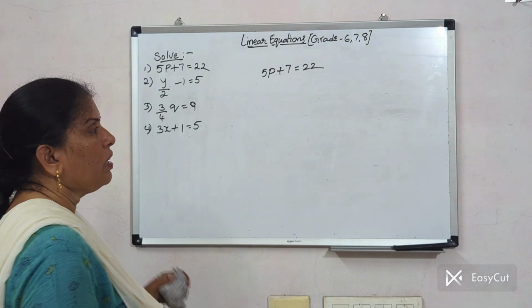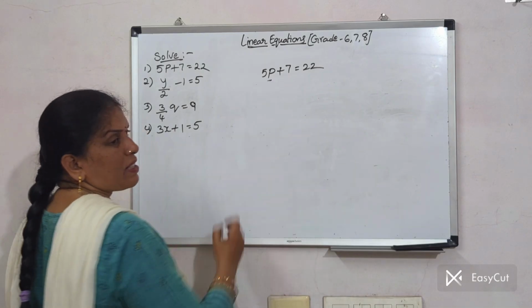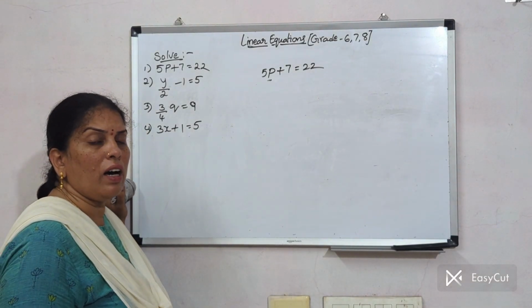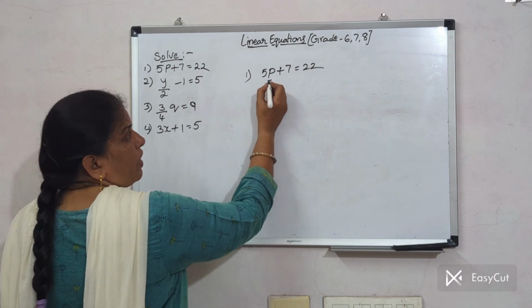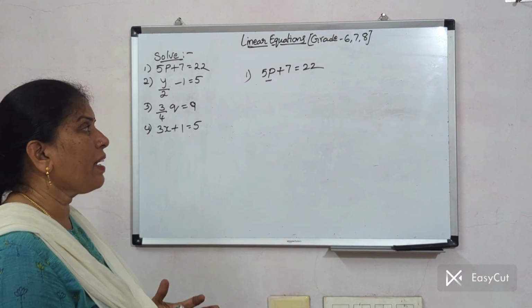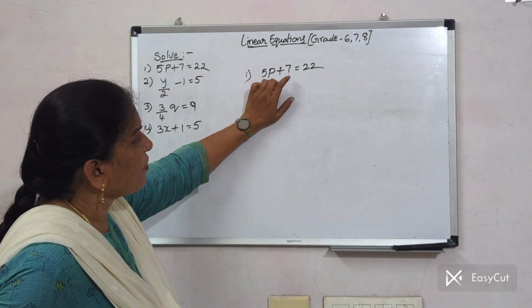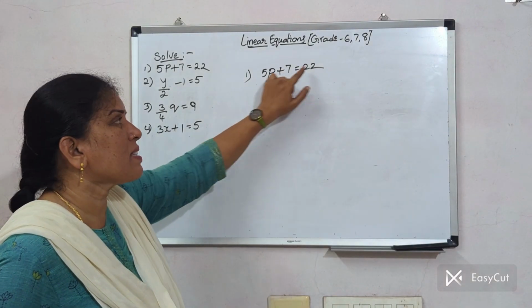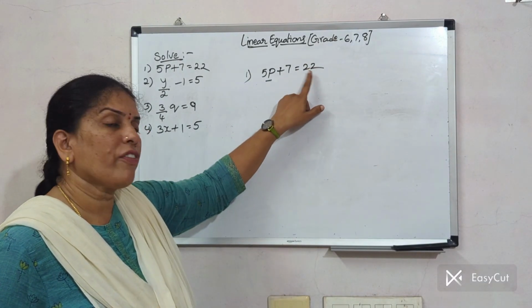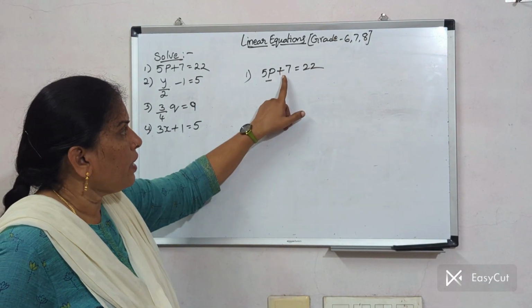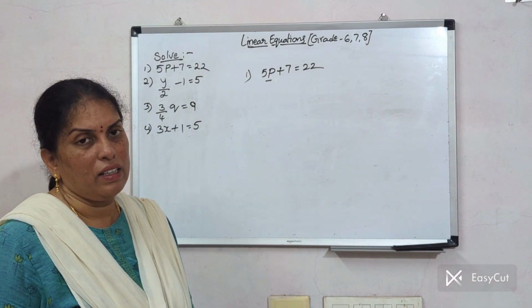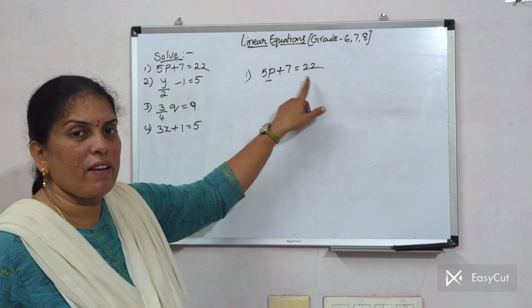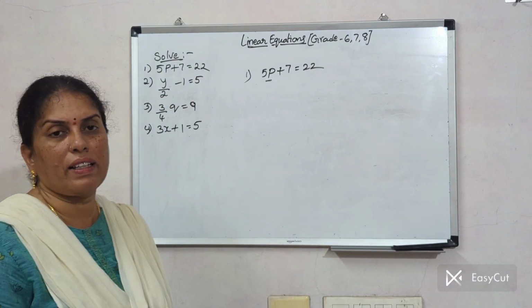All of you understood? Here what is the variable? P is the variable. You must find out the P value. Okay. This is the first question. If you want P value, see here, 5p plus 7 is there. I am sending this 7 to the right side of the equality symbol. If I send it to the right side, it becomes minus 7. What is the additive inverse of plus 7? Minus 7.